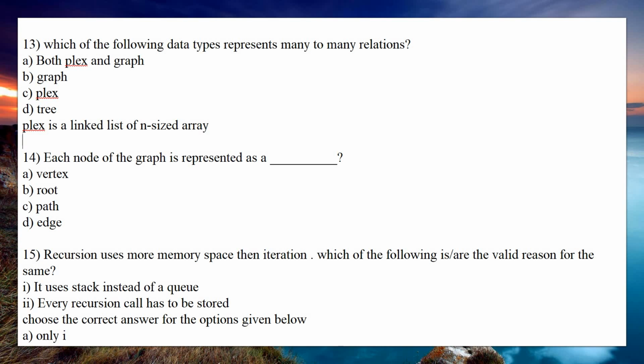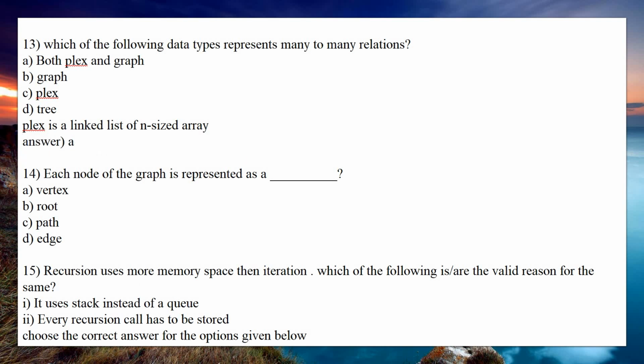So if you are representing many-to-many relationships, option A is the correct answer for this question, that is both plex and graph. A many-to-many relationship occurs when multiple records in a table are associated with multiple records in another table. This is possible with the plex. So both plex and graph is the correct answer, option A.